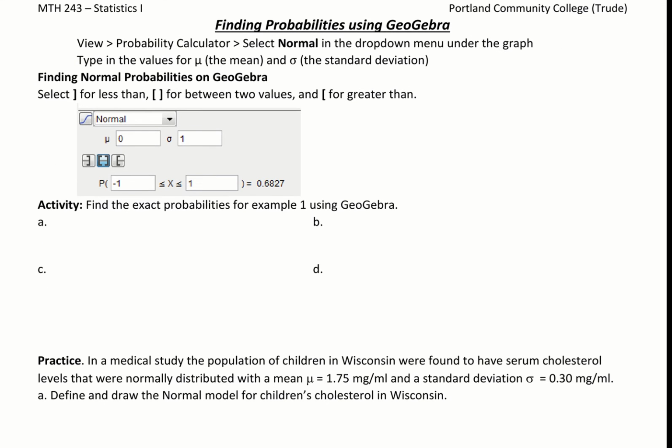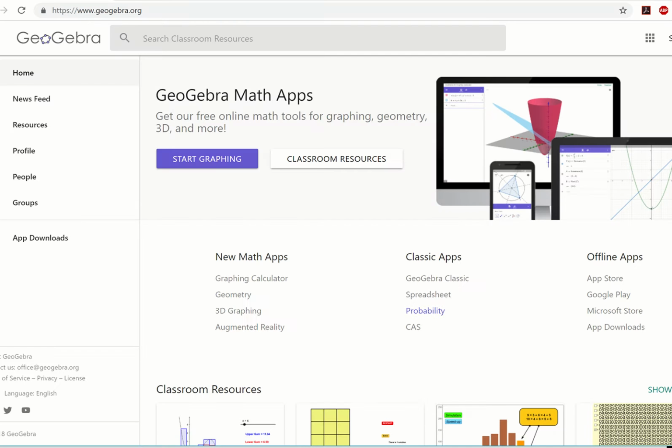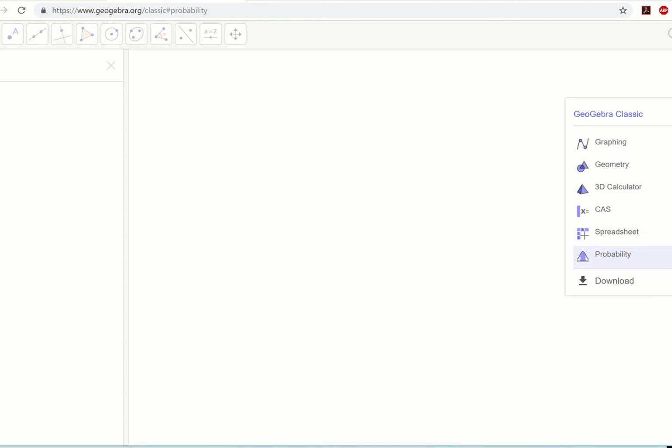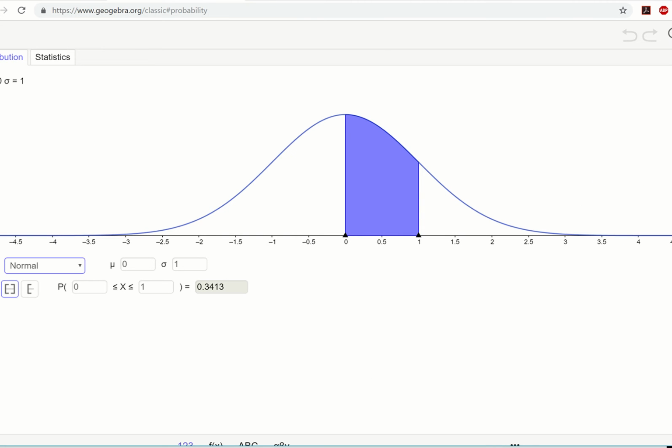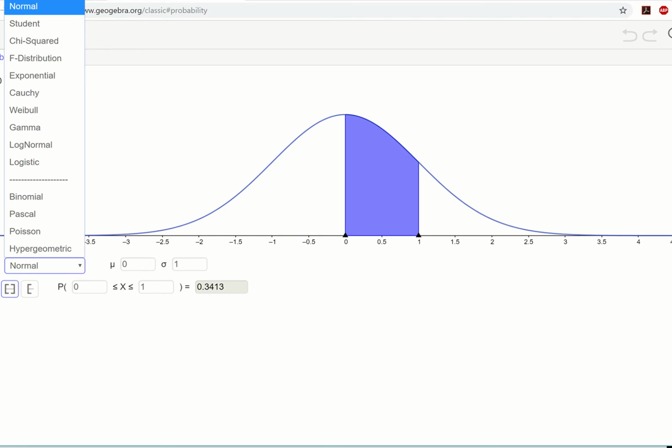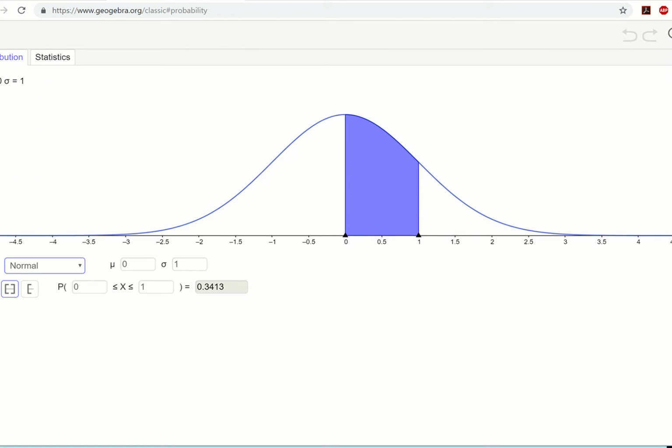So to get started in Geogebra, when you get to the website here, we're going to go to probability. And that will open up our bell-shaped curve, and you'll automatically be in the normal mode. Where you have this drop-down menu and we could change the distributions, we just want to stay at this original one of normal.